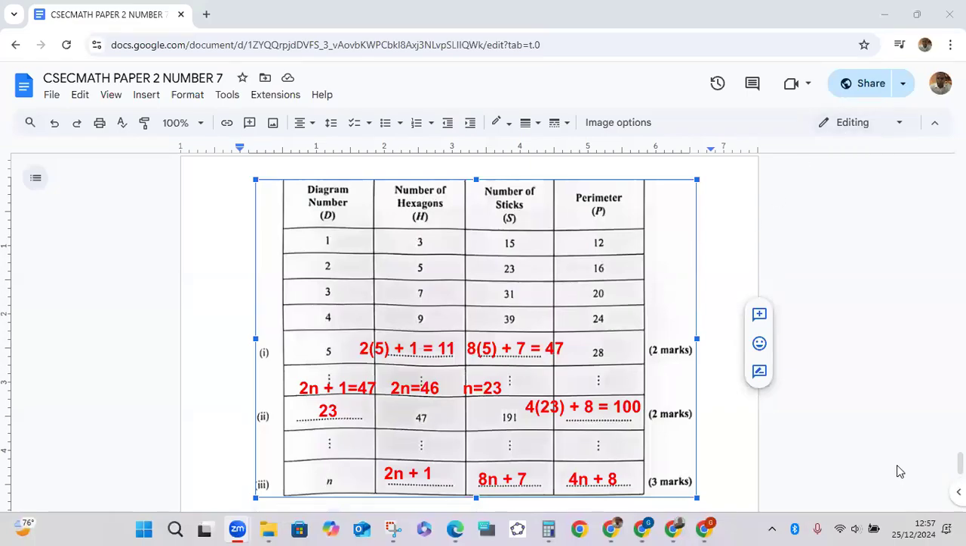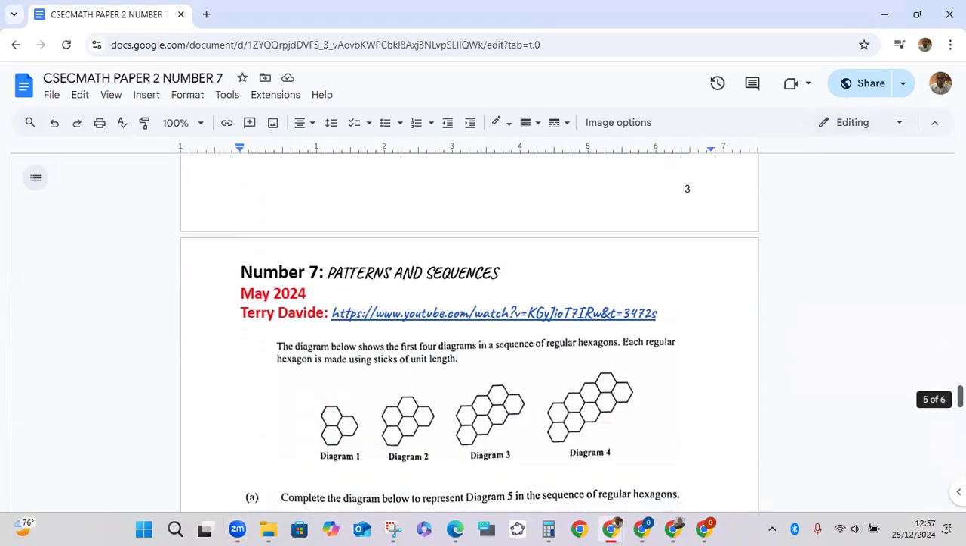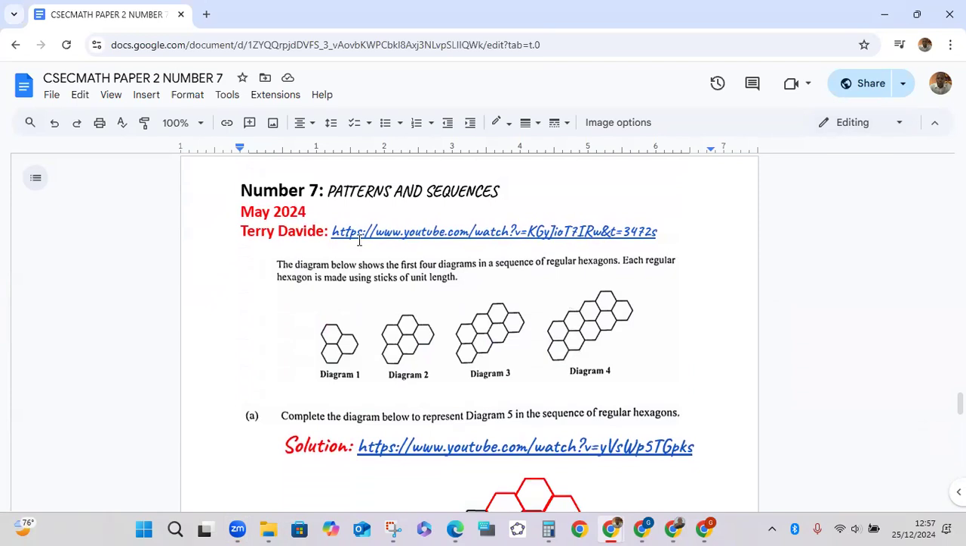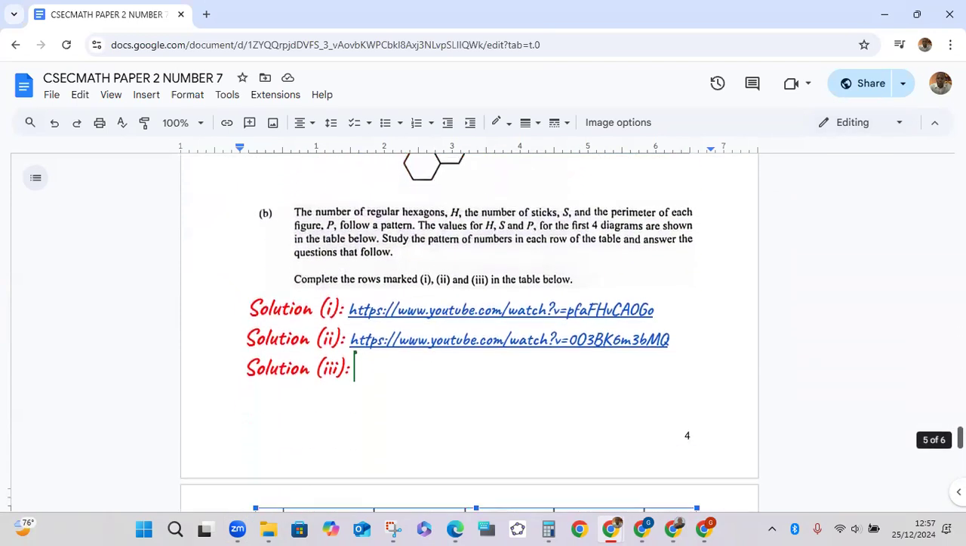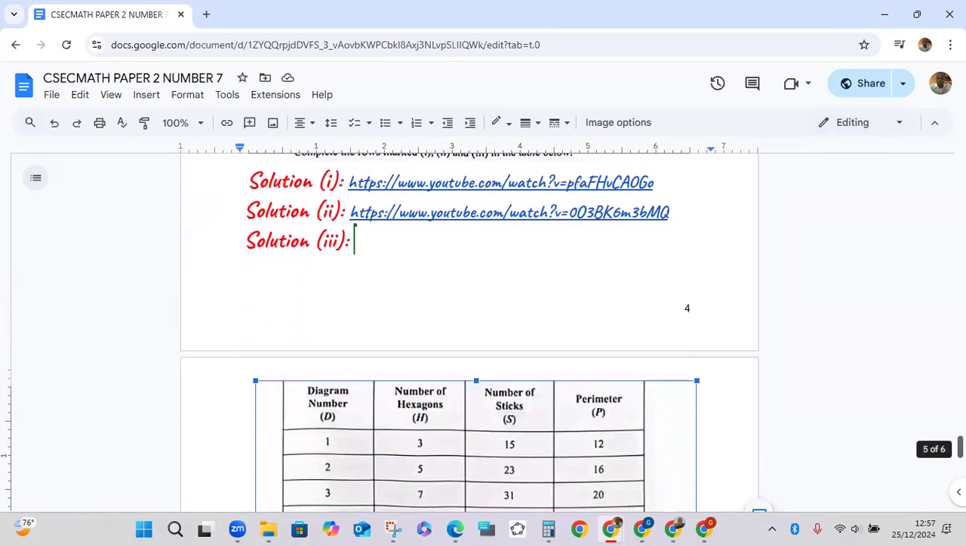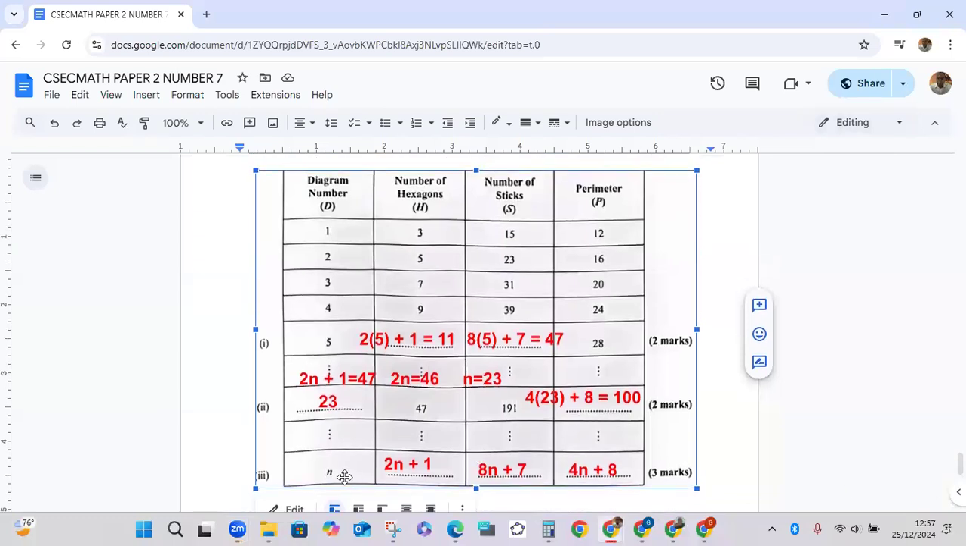In this video, we are going to discuss number 7 of the May 2024 paper 2, which is with patterns and sequences. We discussed part A already, and part B, 1 and 2. We're on part B3. Part B3 says that we have to formulate a formula for n. As you can see, we have already done it. So I'm just going to go over it.